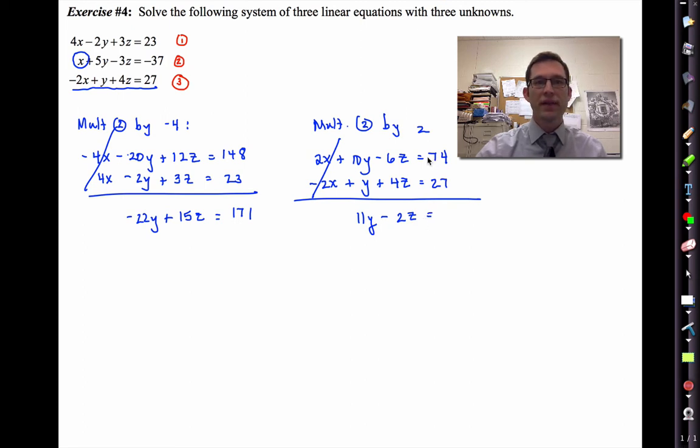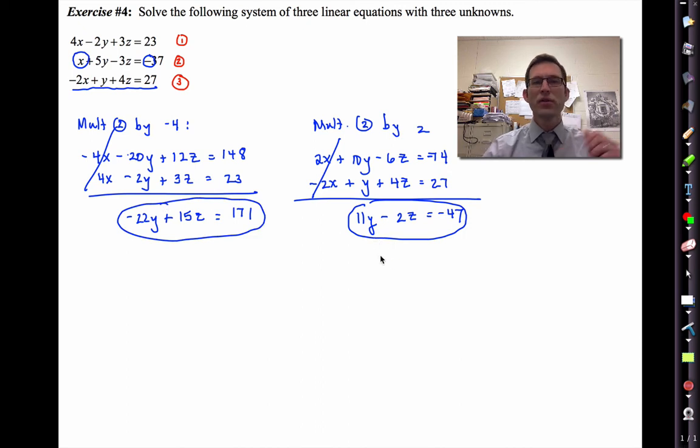Now when I add these, the x terms cancel and I get 11y minus 2z. Be careful, it's easy to make mistakes here. Oops, that should be a negative there. I'm sorry about that. Because that was a negative 37, that should be a negative 74. When I add them together, I get negative 47. So I'm now dealing with this equation and this one.